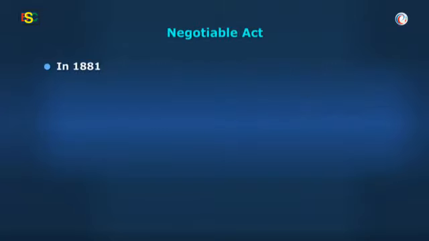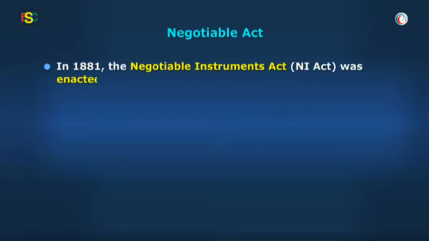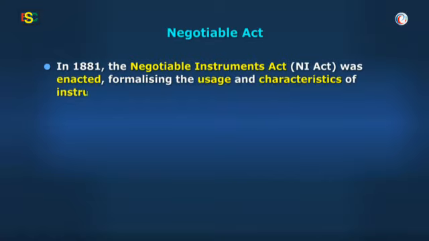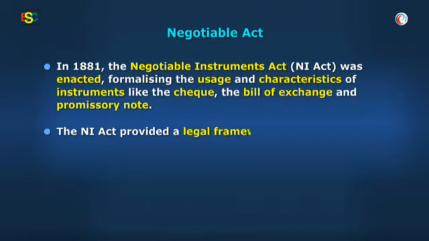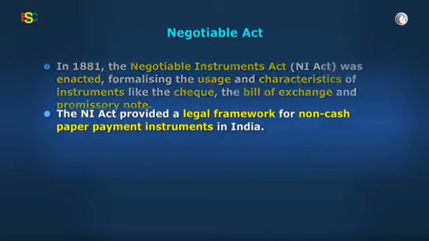In 1881, the Negotiable Instruments Act, NI Act, was enacted, formalizing the usage and characteristics of instruments like the check, the bill of exchange, and promissory note. The NI Act provided a legal framework for non-cash paper payment instruments in India.